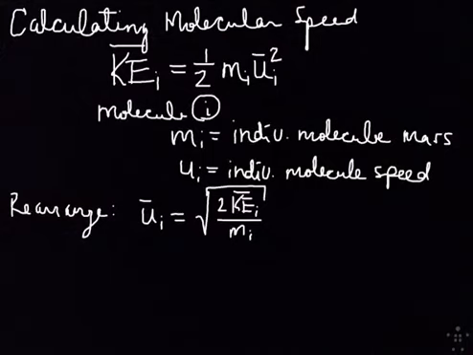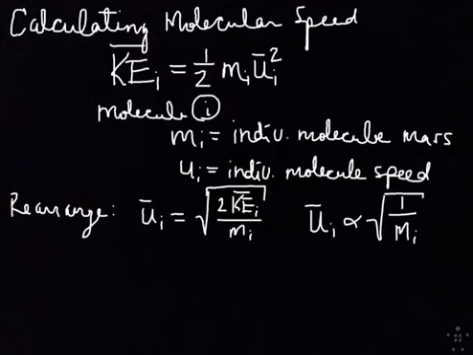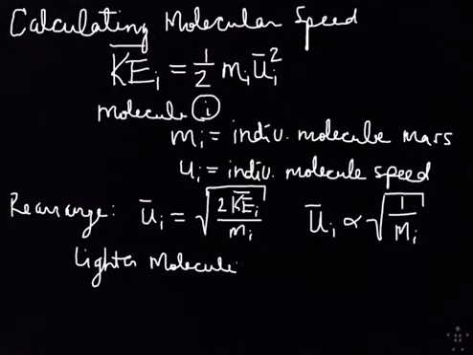We don't often know exactly what the kinetic energy is. We could calculate it from the temperature, but really what we're interested in is just this relationship that the average speed of molecule i is going to be proportional to the square root of 1 over its mass. So that means a lighter molecule has a faster speed. So the lighter molecules are moving faster.